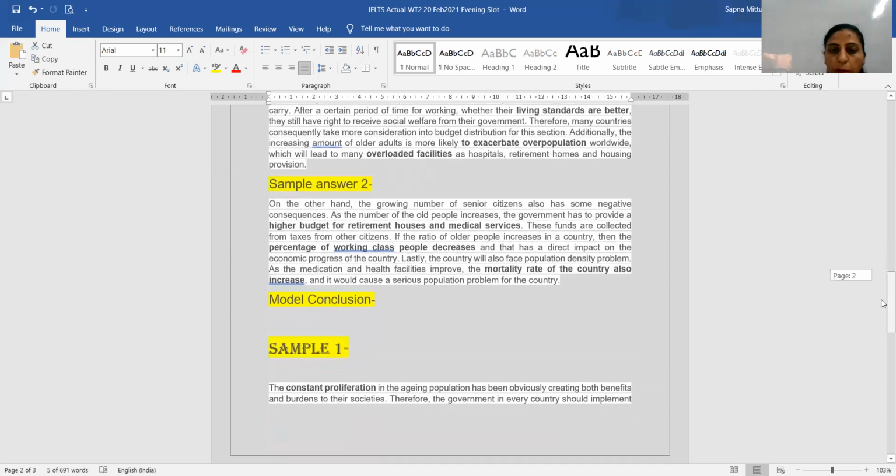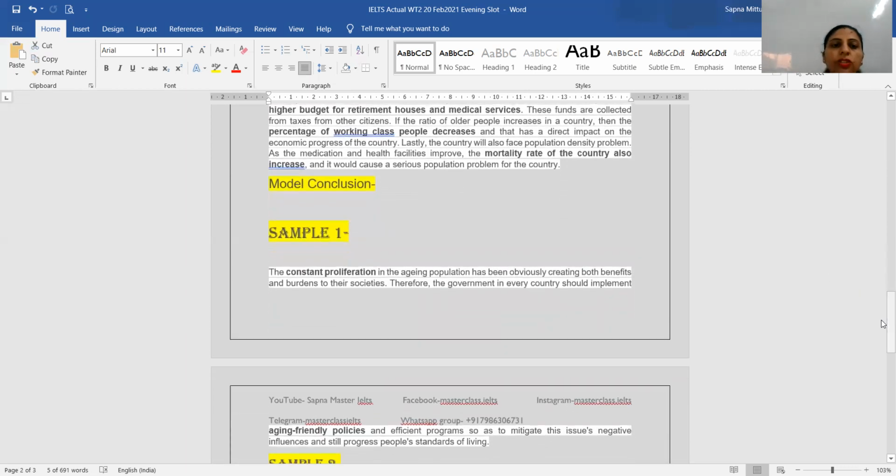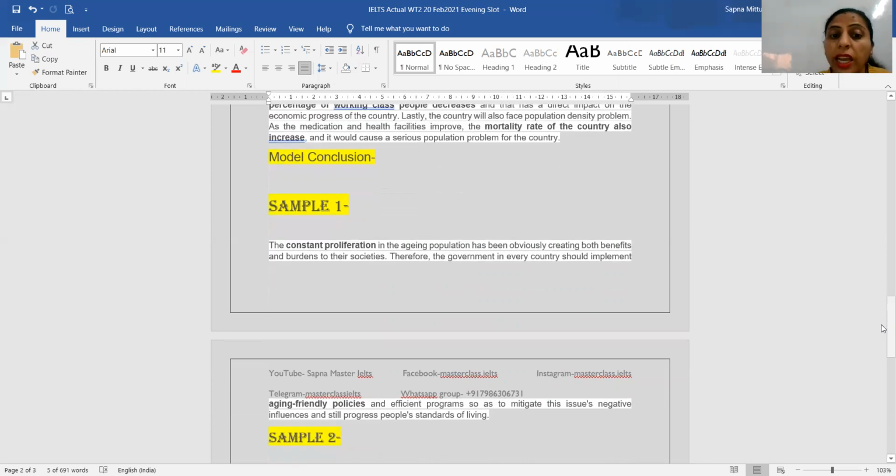Coming to sample one, where the conclusion is given. The conclusion is: the constant proliferation. Proliferation means increasing. The fostering in the aging population has obviously been creating both benefits and burdens. So instead of writing advantages, disadvantages, the pros and cons, I have given both benefits and burdens. And what should the government do? The government should implement aging-friendly policies and efficient programs so as to mitigate these issues and negative influences. And obviously, it will increase the people's standard of living also. Right? So this can be one conclusion, which was very simple, very precise, and with synonyms. And I used the same thing which was there in the intro part.